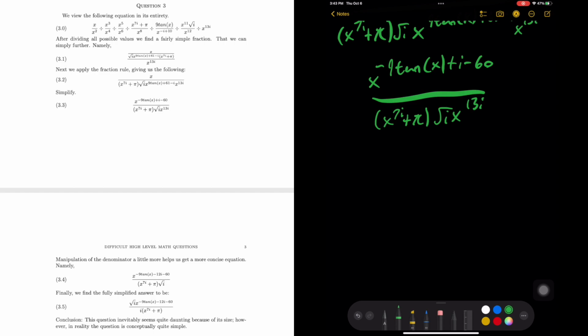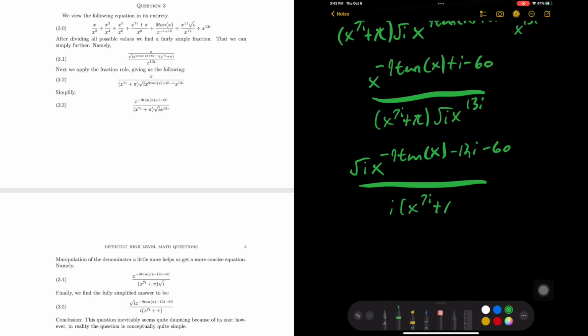Again, manipulation of the denominator will help us more, and will help with the concision of the equation. So remember, we're just trying to go for the most concise we possibly can. So multiplying this all out and doing a couple more substitutions and simplifications, we have negative 9 tangent x minus 12i minus 60, all of that over i times x to the 7i plus pi. So this is the most concise form that you can get it in. And that concludes question 3. So let's move on to question 4.